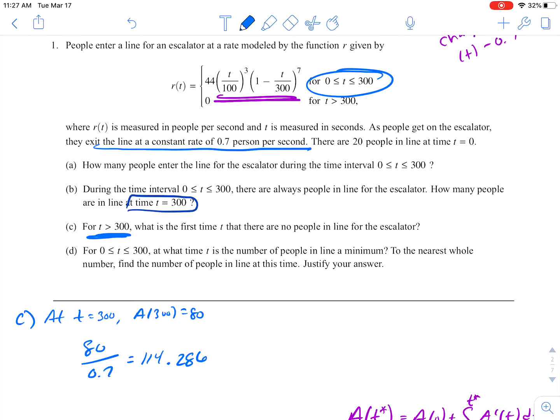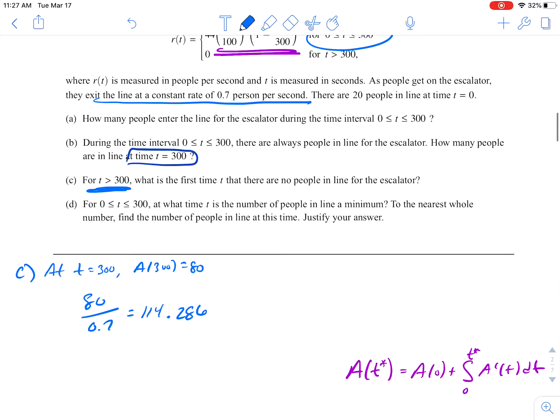The question asks for time greater than 300. What is the first time that no people are going to be in line? So after time 300, it's going to take that additional 114 and change seconds. So 300 plus that is going to be 414.286 seconds. So just a little more than 414 seconds total for everybody to have been accounted for.